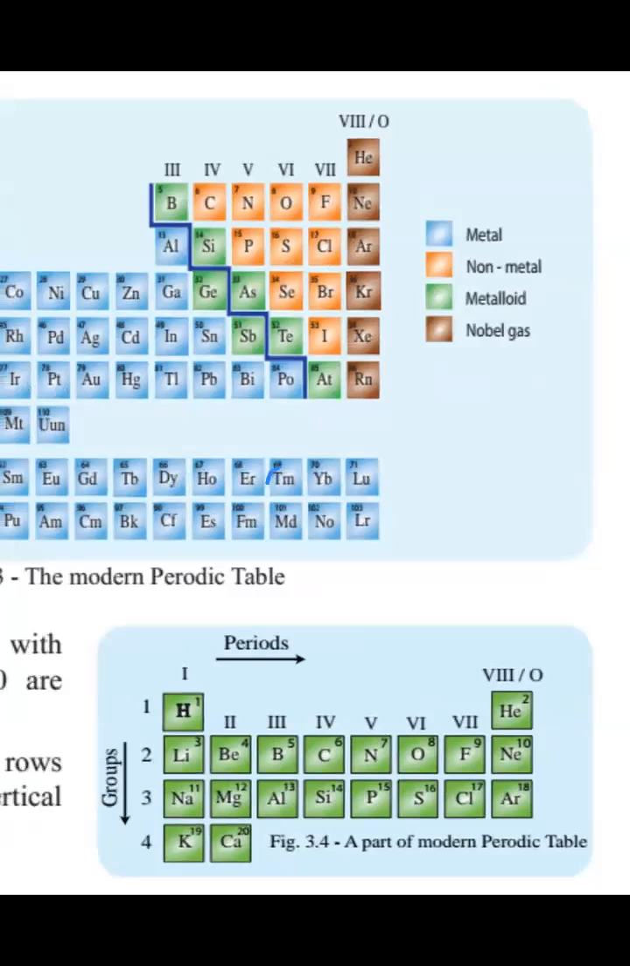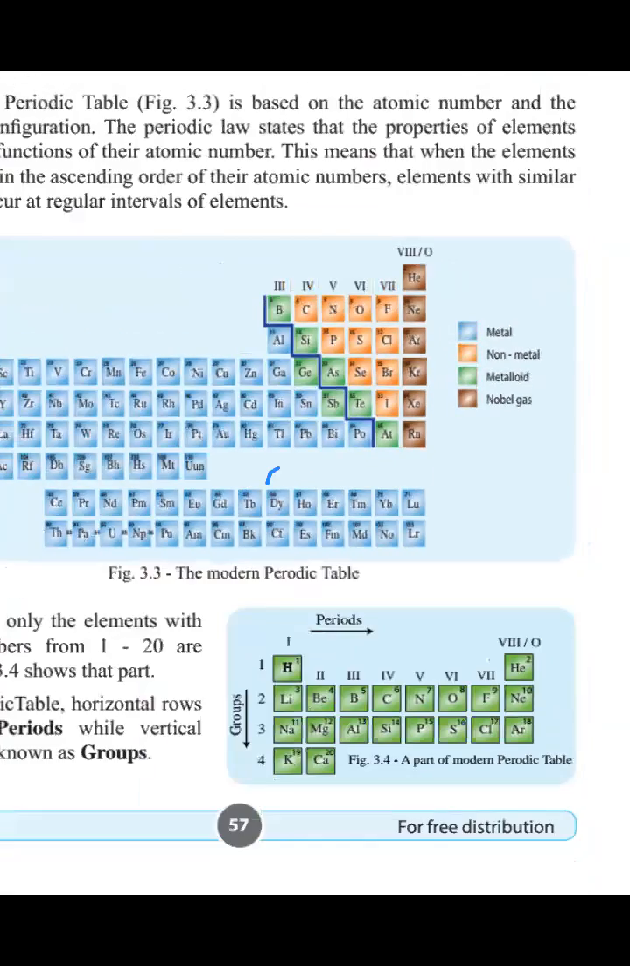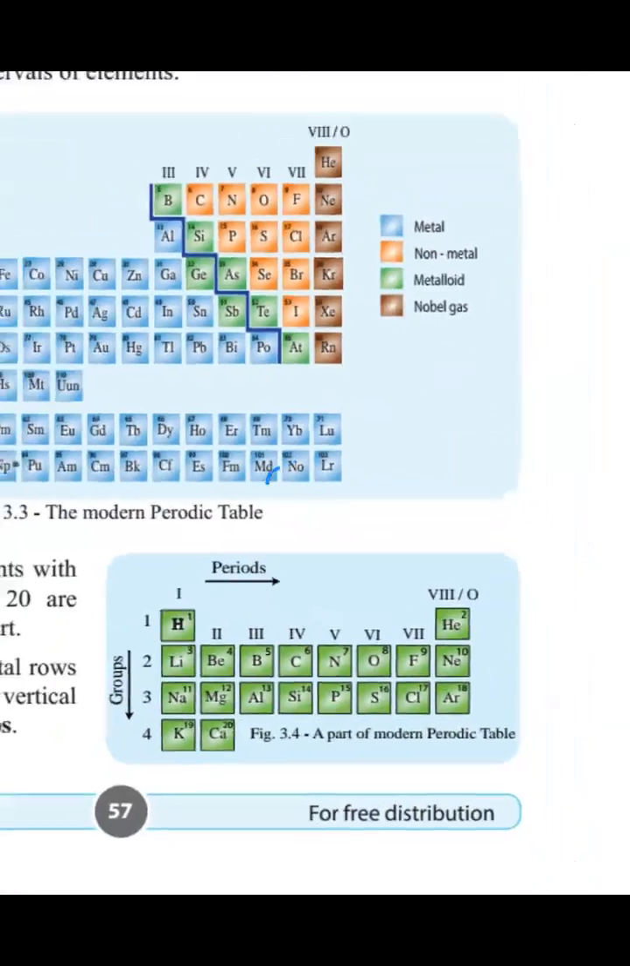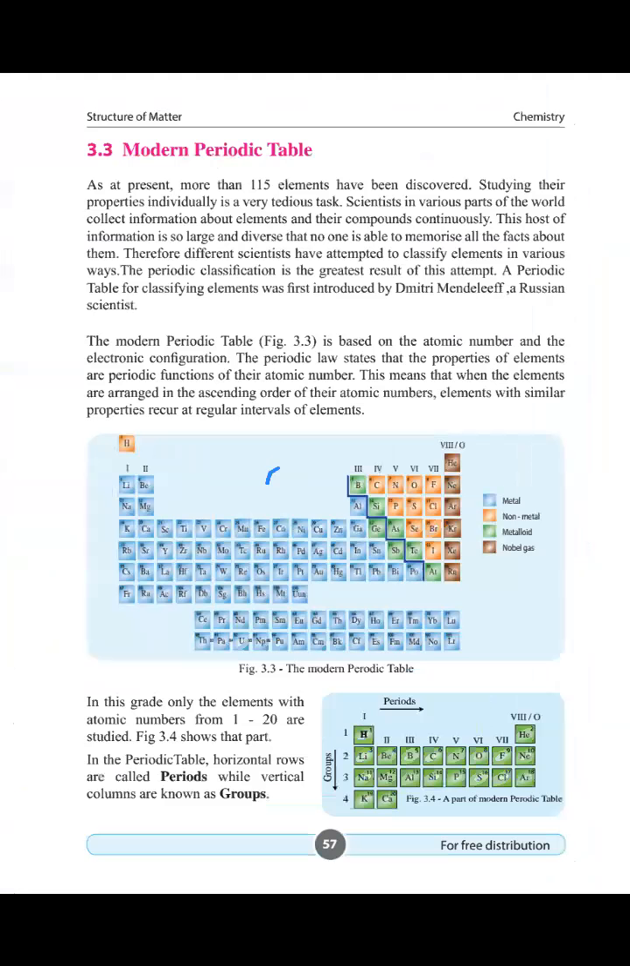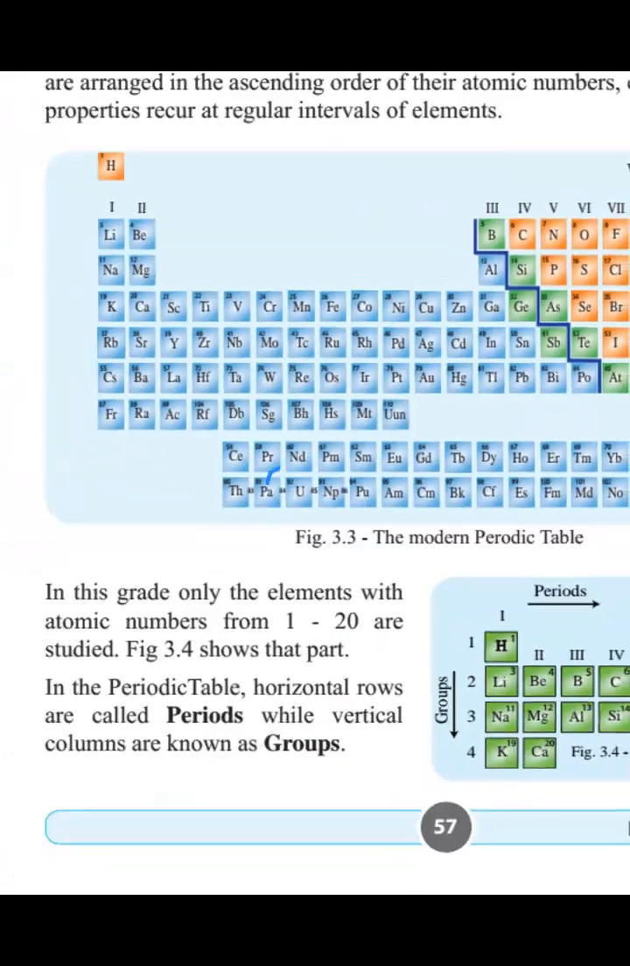In period 1: hydrogen, helium. Period 2: lithium, beryllium, boron, carbon, nitrogen, oxygen, fluorine to neon. Period 3: sodium to argon. Period 4: potassium, calcium. So you should remember this part of the periodic table. Here they say the horizontal rows are periods. The vertical columns are groups.